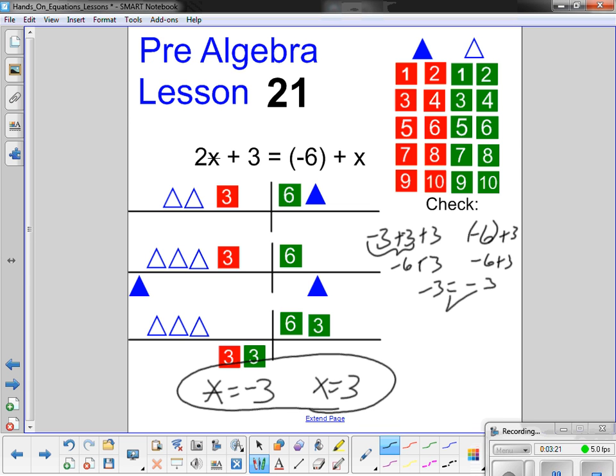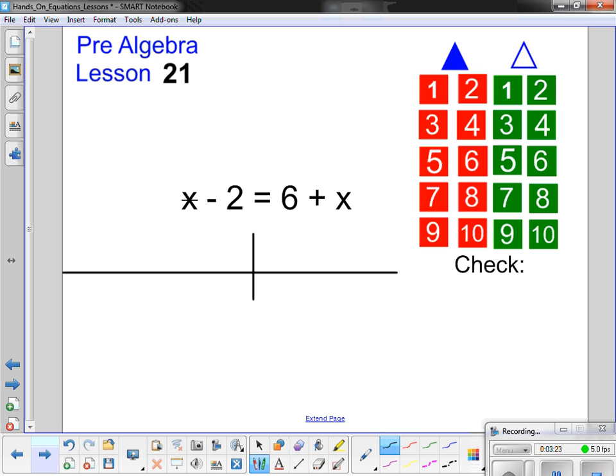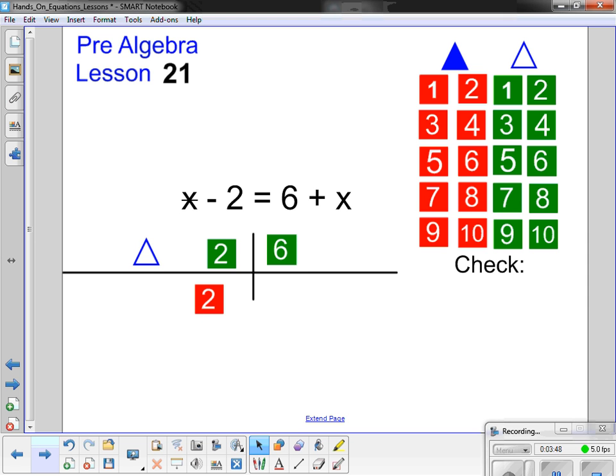So let's take a look at a different problem. This one's a little bit different. I have star minus 2 equals 6 plus x. Star, opposite of x, minus 2. To get rid of the minus 2, I have to have both of these come on, and then I can take the 2 off. And then that's going to equal a 6 and an x. There we go. Okay.